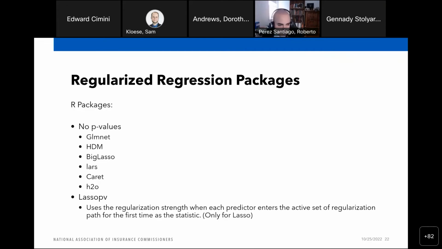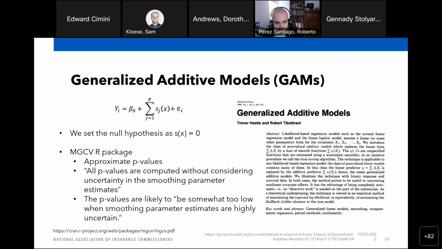So if we go to the next slide, I also want to talk about generalized additive models. So this is another method for which we need to be careful when we are evaluating the p-values that are output by the method or package or formula. And this, in the same way as penalized regression methods, are another variation of traditional GLMs. So for the case of generalized additive models, we use a smooth function of the predictors instead of assuming that the target variable is modeled through linear functions.